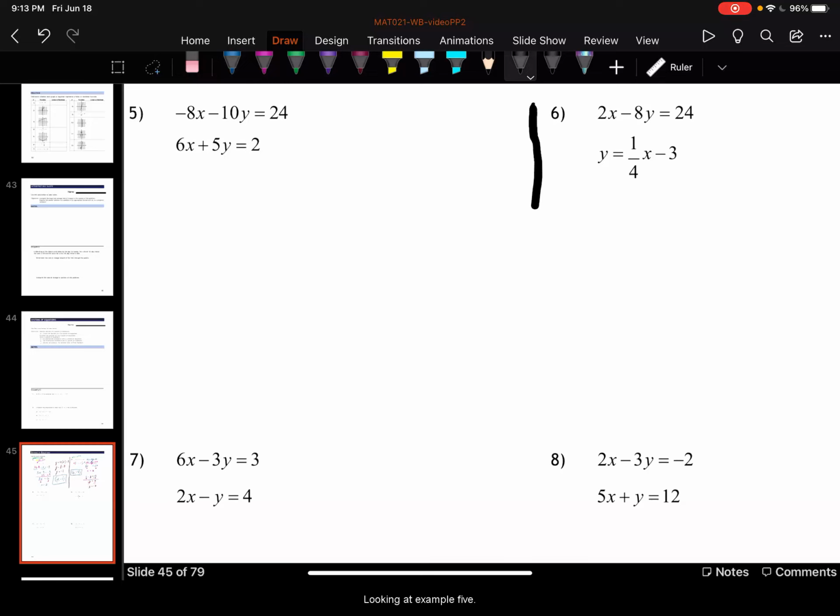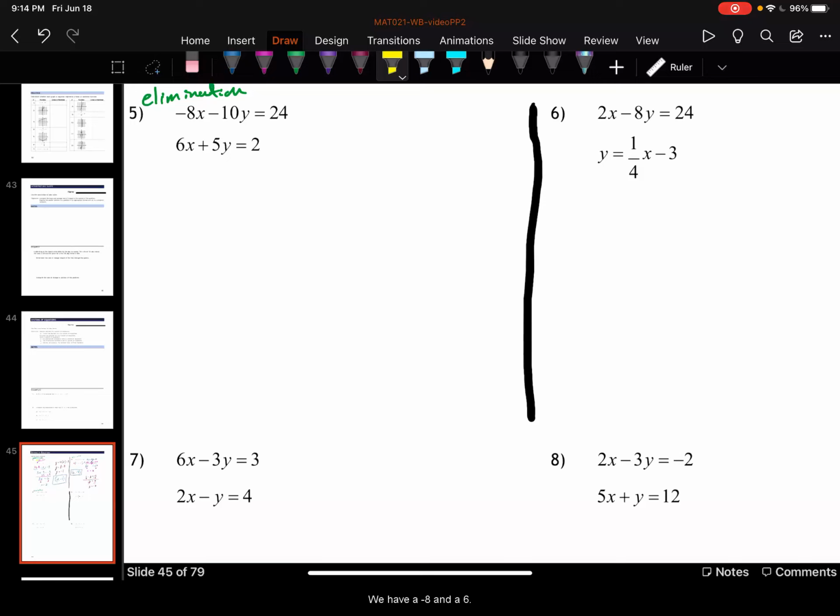Looking at example 5, we have negative 8x minus 10y equals 24, and 6x plus 5y equals 2. For this one, since they are in standard form, I'm going to use elimination. Also, looking at the equations, trying to use substitution would require a lot more work, and I don't want to have to do that. Since I'm going to use elimination, let's look at our x coefficients.